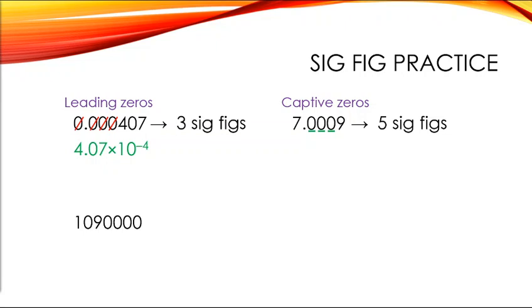1090000. In this case, notice that there is no decimal point. Because there's no decimal point, it's telling you that you are looking at a value that's just going to be a bigger value.